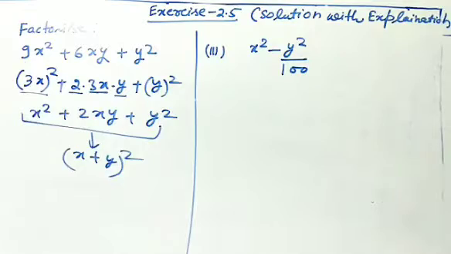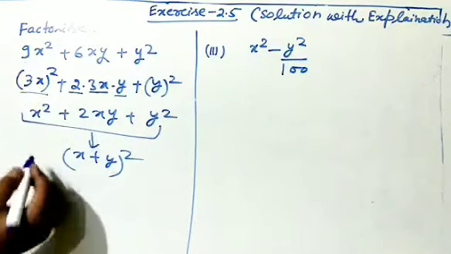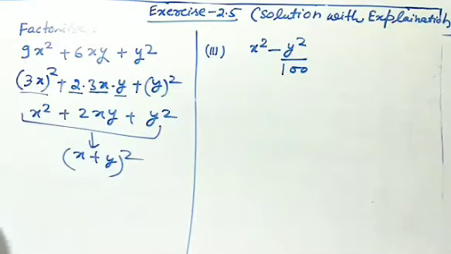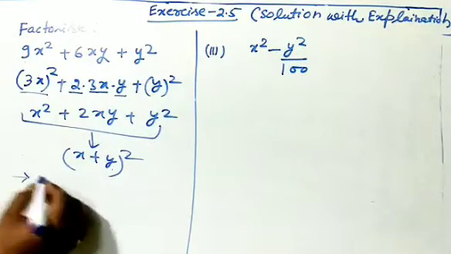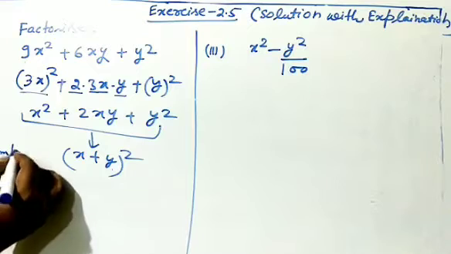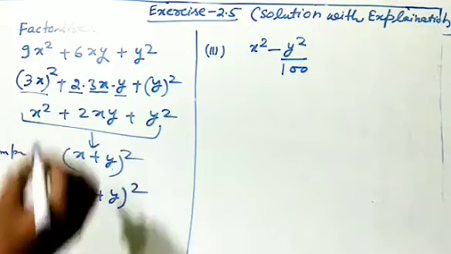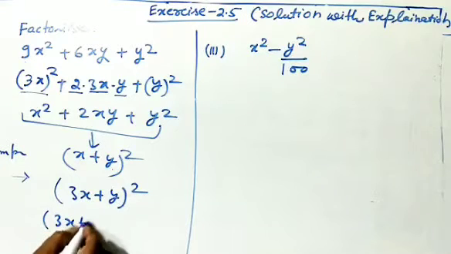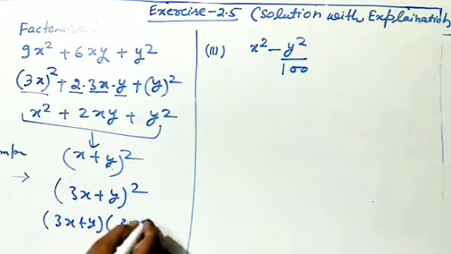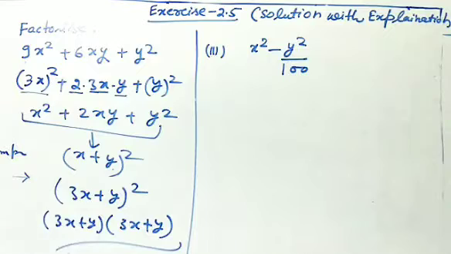So with the comparison, what do we get? The value of x is 3x and the value of y is y. Simple. So we can write it as (3x plus y) whole square. So 3x plus y and 3x plus y are the factors. Got it? Come to the next part.